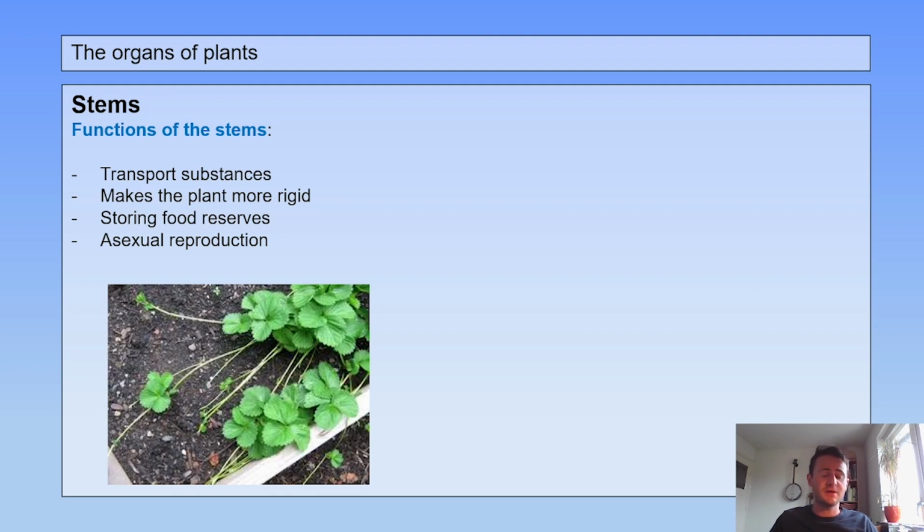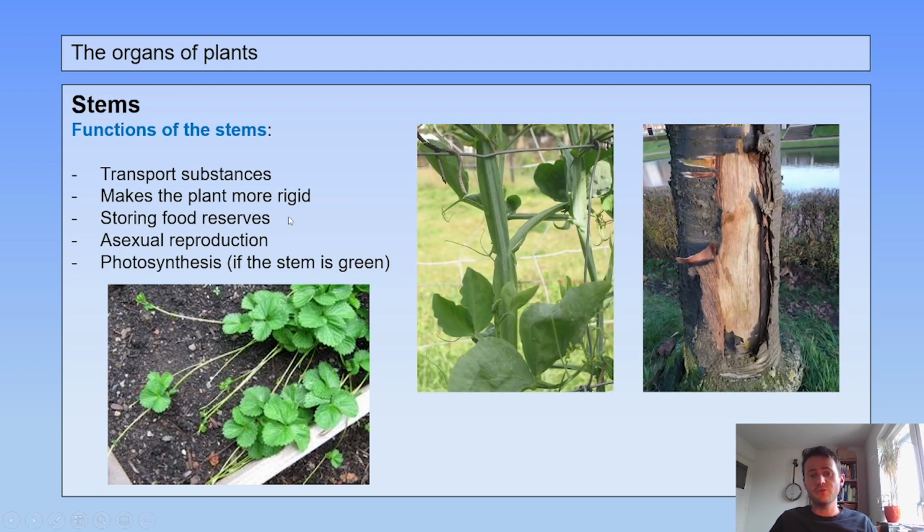An example is the strawberry. The plantlets at the end of the stolons, you call them runners, they can grow into the soil and give rise to a new plant. So that's an example of asexual reproduction. But keep in mind that the strawberries are the result of sexual reproduction because they grow from the flowers. And of course, photosynthesis, and this is only the case when the stem is green, so in this case.